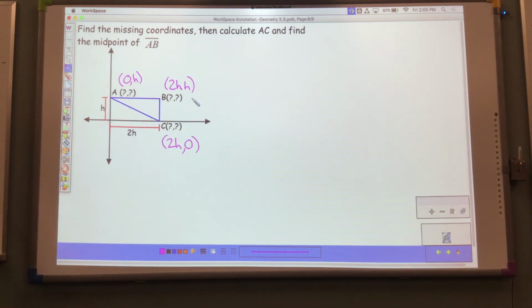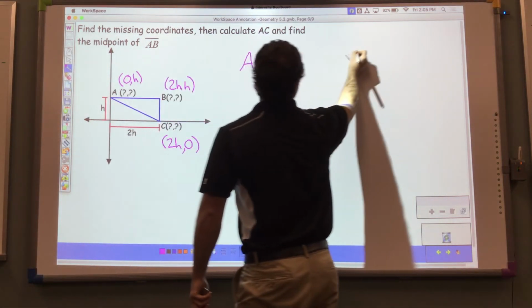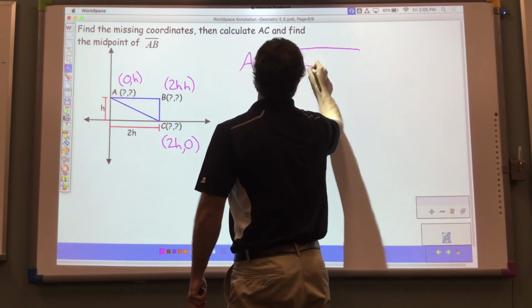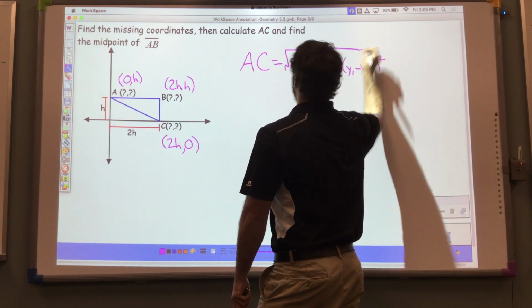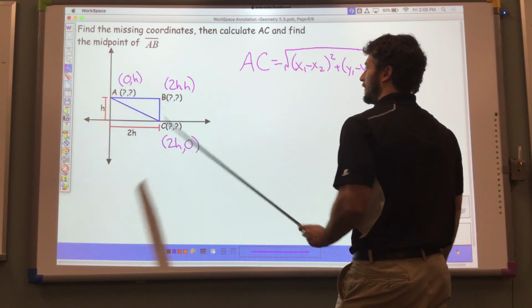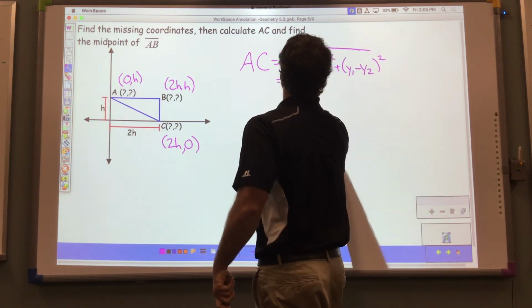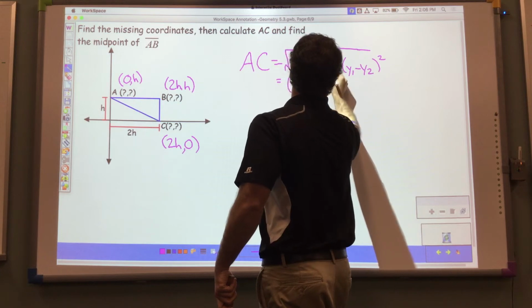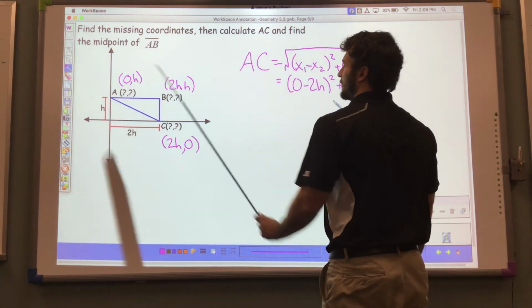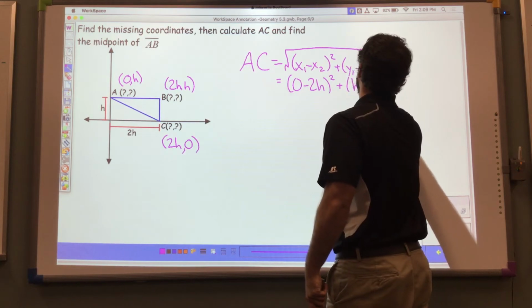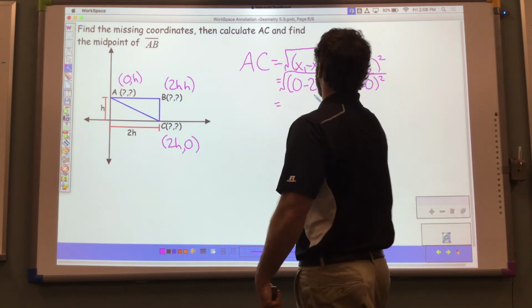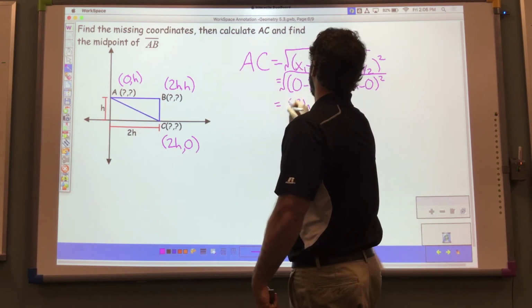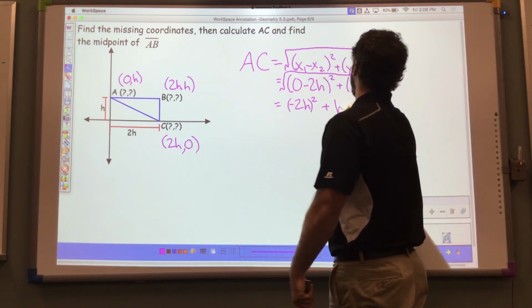It says calculate AC, so we've got to find the distance from here to here. So AC, if we use the distance formula, which again, subtract your x's and square them, plus subtract your y's and square them. So A and C, our x's are 0 and 2h. So 0 minus 2h, I'll write the whole thing out this time. And then we'll have h minus 0. That whole square root. Well, 0 minus 2h, that's negative 2h squared. H minus 0 is h.